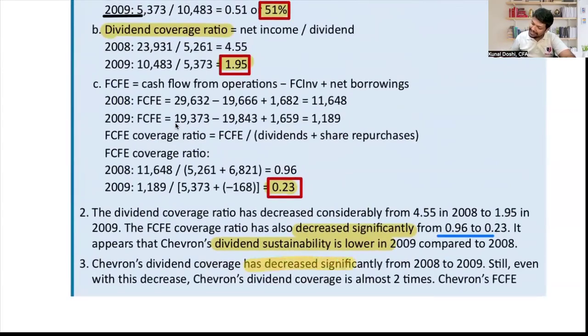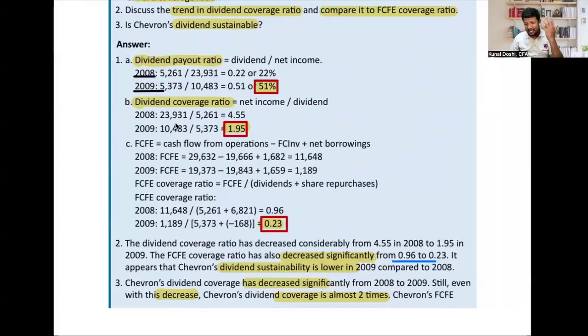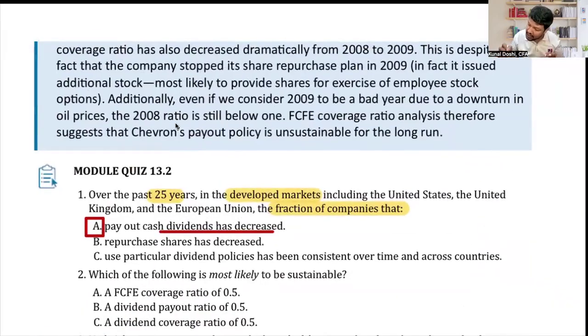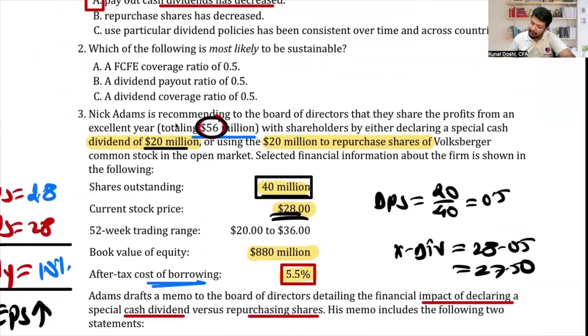Chevron's dividend coverage ratio has decreased. Still, with the decrease, the dividend coverage is almost 2 times. So they are saying it's not a concern. However, is it sustainable? The conclusion you will see is that it suggests that Chevron's payout policy is unsustainable in the long run. Understood? Because its profitability is falling and its payout ratio is increasing and its FCFE coverage is below 1 and it is deteriorating. So it's not sustainable. So its decision is inappropriate.